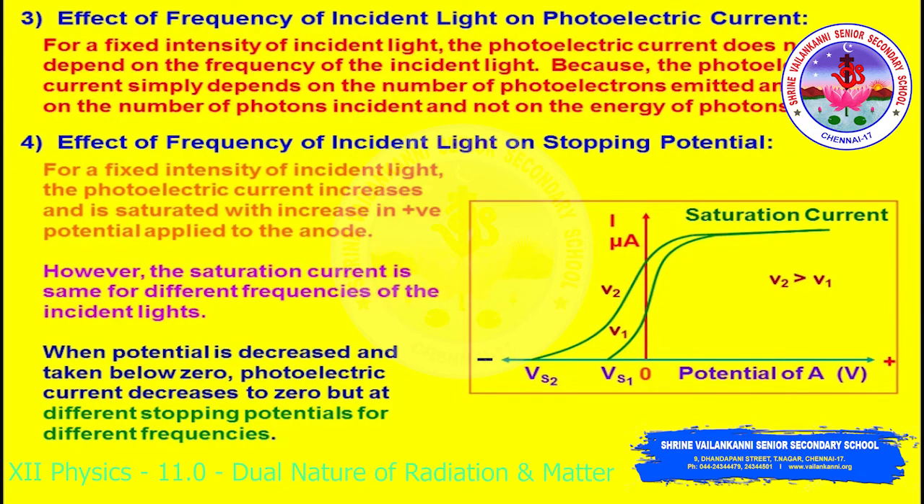See, actually what we said is that the stopping potential or maximum kinetic energy of the photoelectrons increases linearly with the frequency of the incident radiation, but it is independent of its intensity. So the next one is threshold frequency.